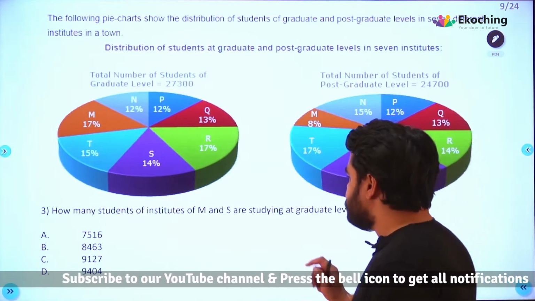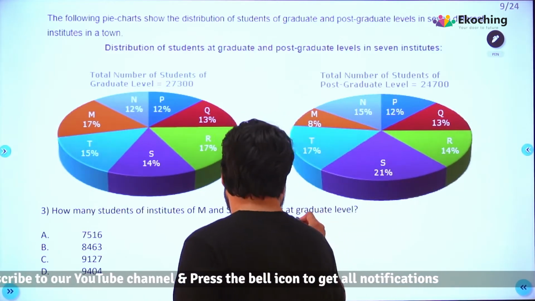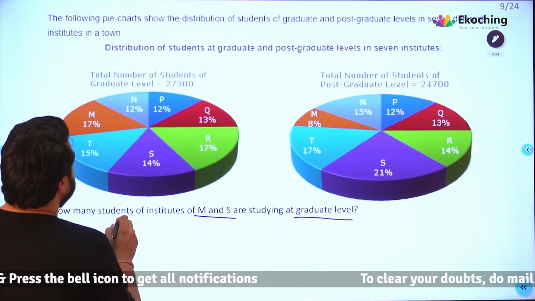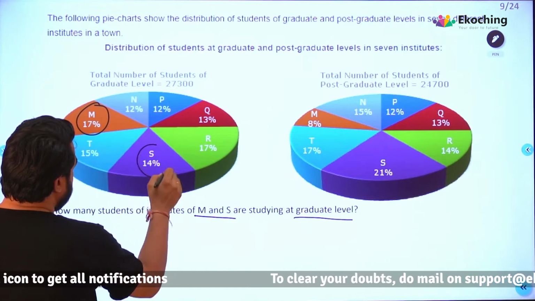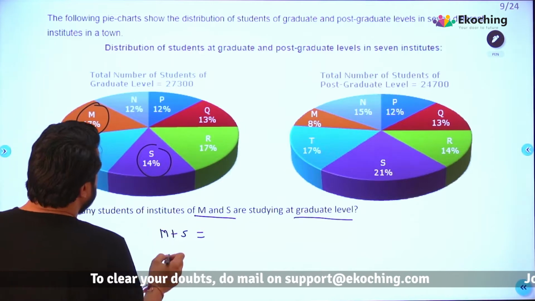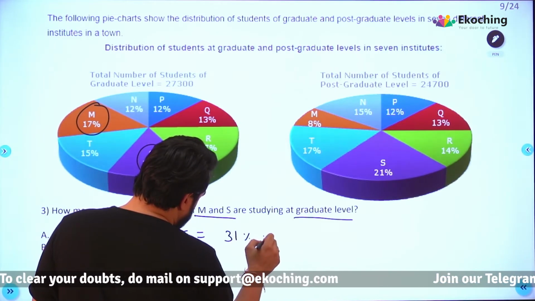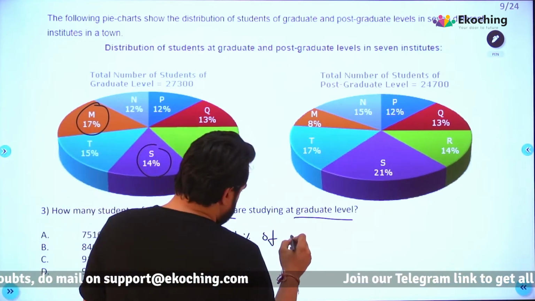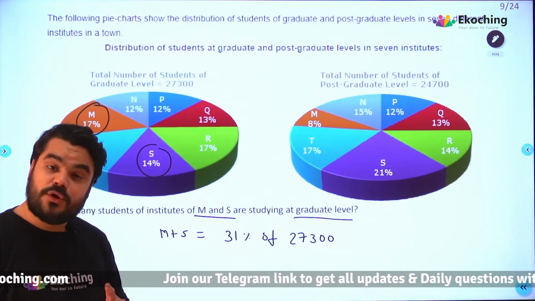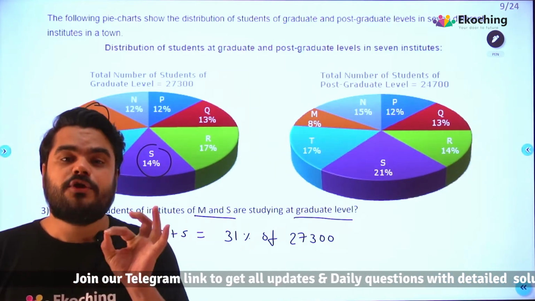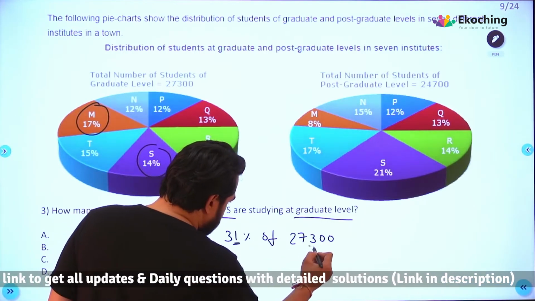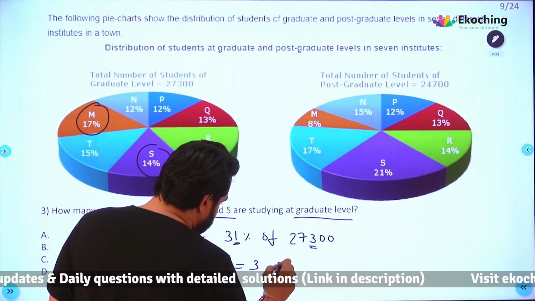How many students of institutes M and S are studying at the graduate level? Graduate level का करना है and M and S का करना है. Graduate is this, M plus S. M is 17%, S is 14%. So I will simply add them. They represent about 31% of 27300. And by now आपको click हो जाना चाहिए that we are going to use which method? Unit digit, last digit. What will be the last digit of this? 1 into 3. That is going to give me 3 as a last digit.